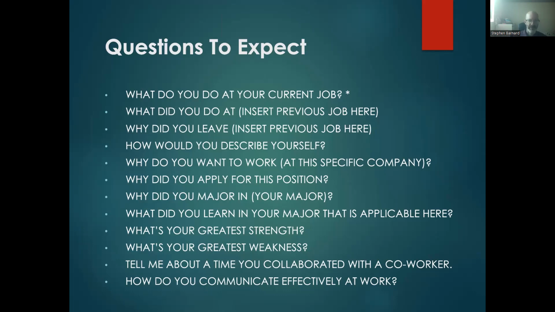How would you describe yourself? Why do you want to work at this company? Why did you apply for this position? Why did you major in whatever you majored? What did you learn in your major that is applicable here? What's your greatest strength? What's your greatest weakness? Tell me about a time you collaborated with a coworker or classmate. How do you communicate effectively at work? These are all questions that, at the very least, you should be able to have something for each of these. And some of these questions are quite similar. Also, the interviewer might ask the same question, but have it worded slightly differently.